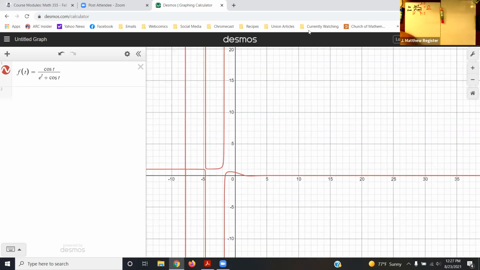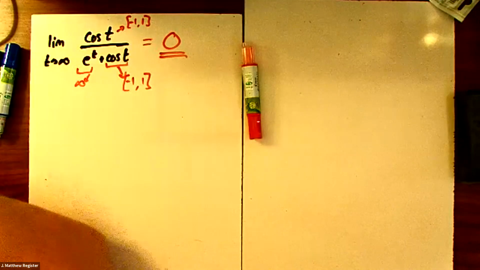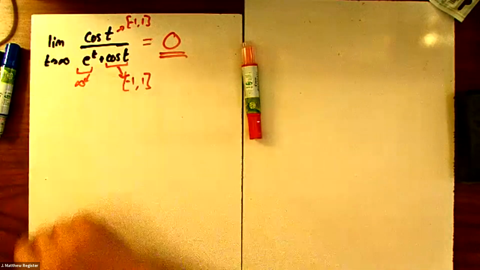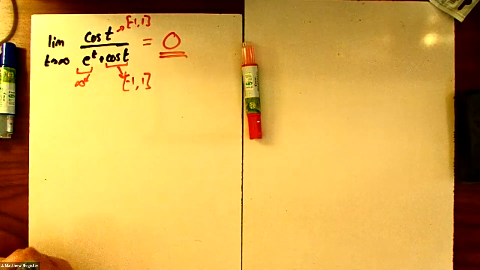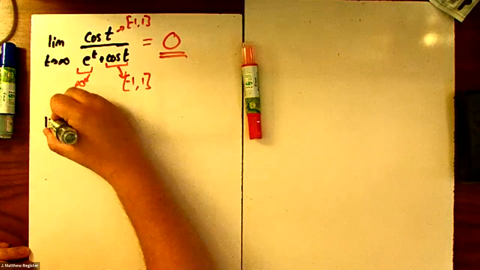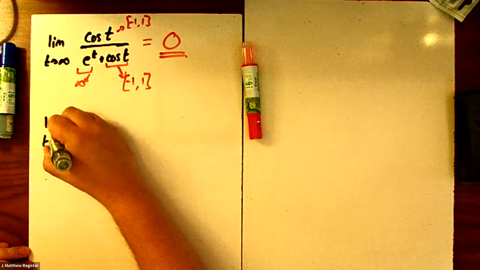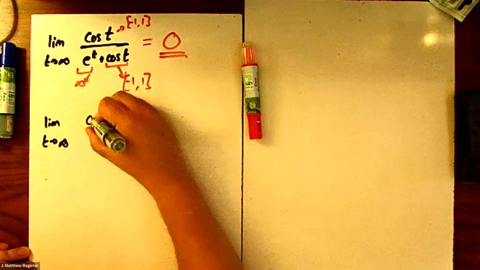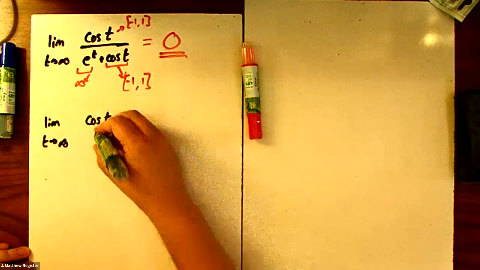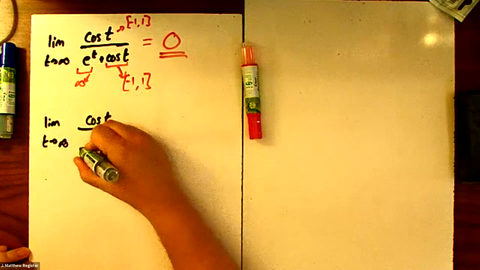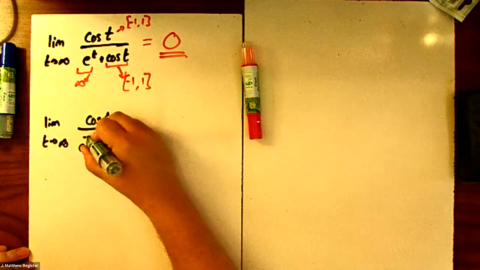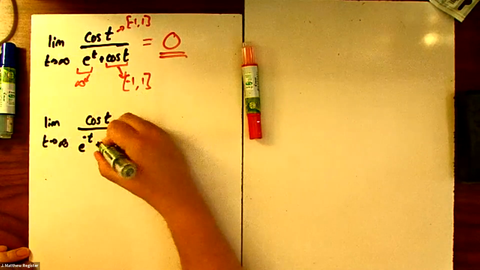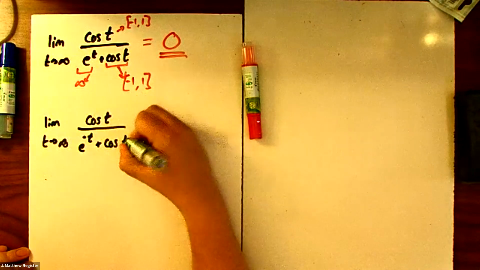And let's try a similar problem to see what happens on that left side. And so instead of doing this problem, I'm going to change one of the signs. And so let's do this one. The limit as t goes to infinity of cosine of t over e to the -t plus cosine of t.